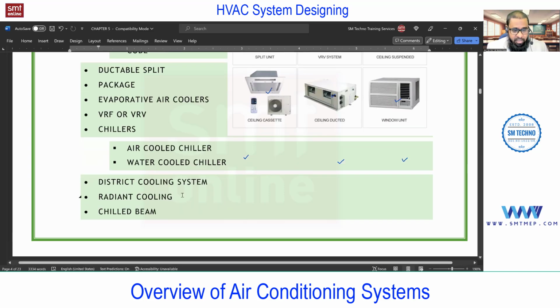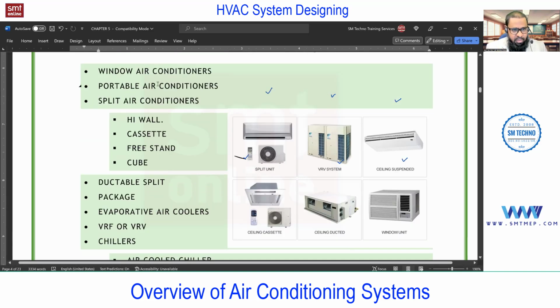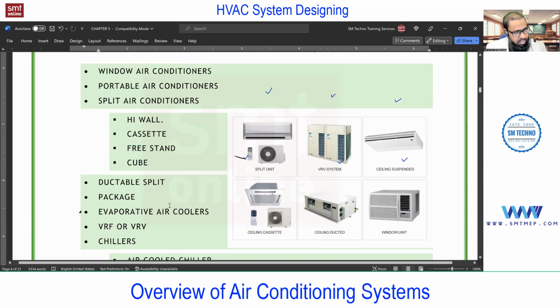Next, radiant cooling. I've just given the idea, we'll discuss it in detail. Next, we have one more technology. Can you explain this district cooling system? Don't worry, we'll discuss it in detail. I'm giving the overview at this level. Next, we have a chill beam. Chill beam is also a new concept in the market. So what I did is just read these different systems. Each and every system we'll discuss in detail.